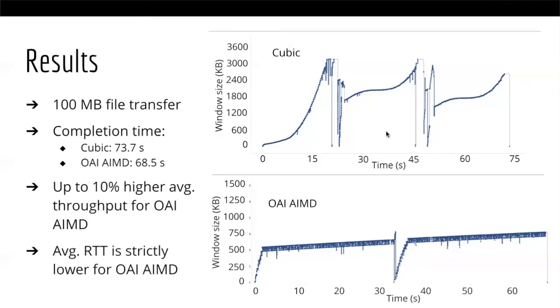So ultimately, Cubic takes approximately 5 more seconds to be able to transfer the whole file of size 100 megabytes in this case. Now we can provide up to 10% higher average throughput if we use the OAI enhanced version of the congestion control. And another good thing is that the average round trip time is also strictly better, or lower, for the proposed system.